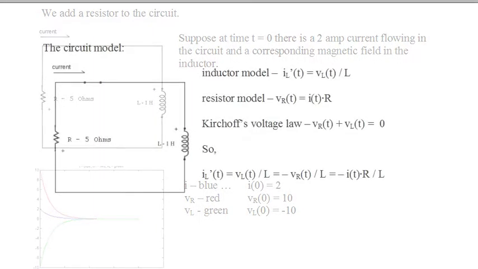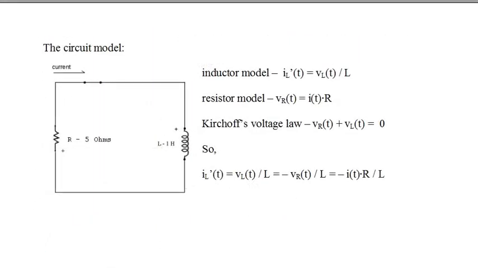We will do the computations for this circuit. The model will have one state variable, the inductor current, and the inductor model provides a differential equation for it, namely, the rate of change of the inductor current equals the inductor voltage divided by the inductor inductance L. We need to write the inductor voltage as a function of the state variable, and since the inductor voltage and resistor voltage sum to 0, the inductor voltage is the negative of the resistor voltage.